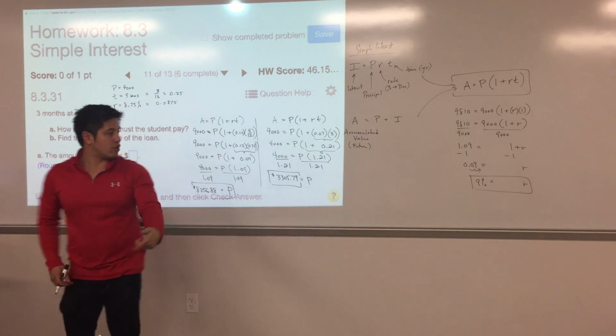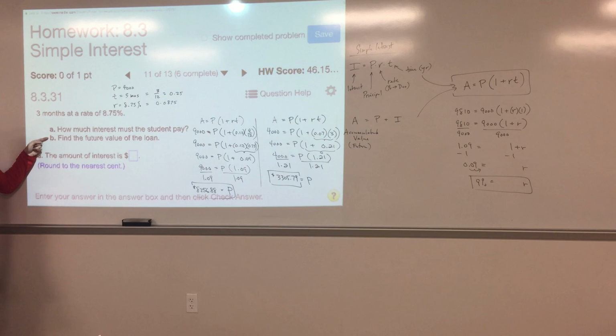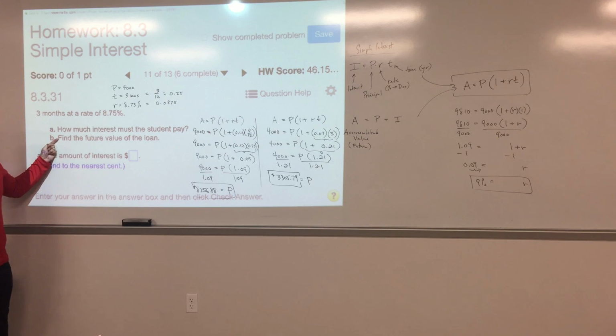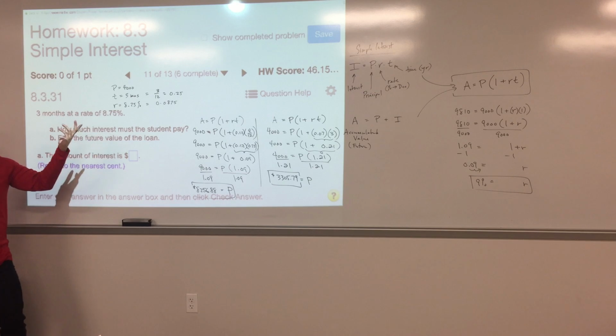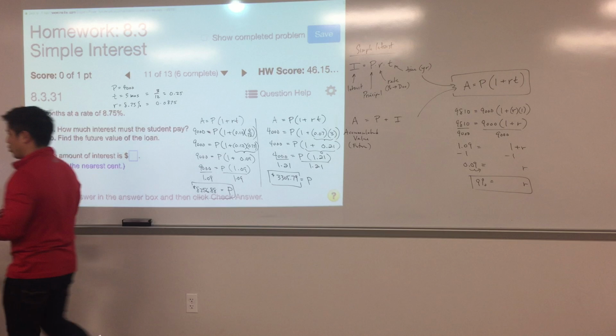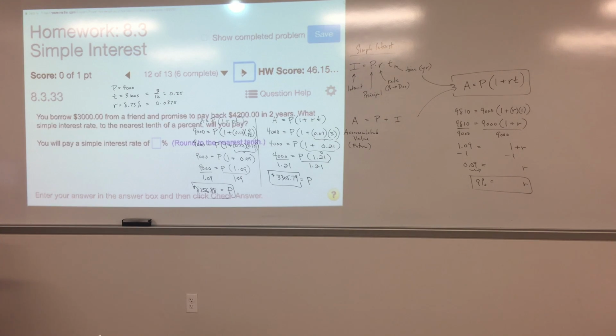Or, what else could we do? Use this formula and answer part B first, right? Won't this formula tell us right away what the future value is? Then subtract the principal and you'll know your interest. Everybody understand that? I'm not going to do it. It's pretty straightforward. Okay? So that was really good. Let's take a look at this one.